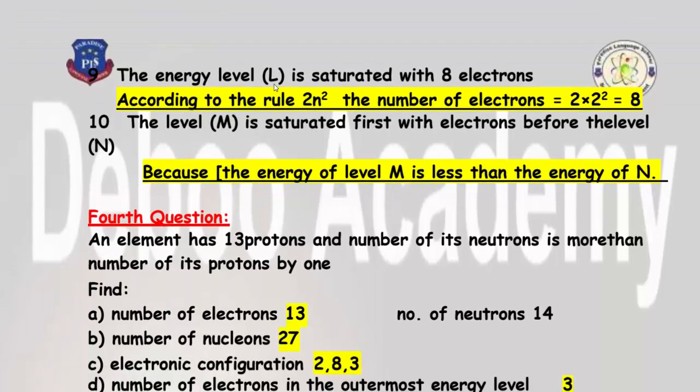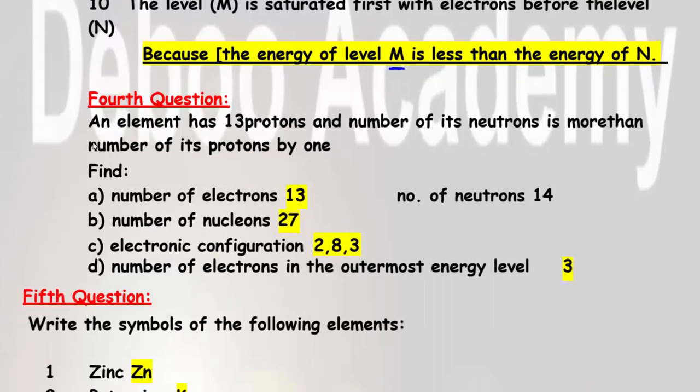Going to 9, the energy level L is saturated by 8 electrons. We said that according to the law 2n squared, 2 multiplied by 2 squared equals 2 multiplied by 4, which equals 8. So it's saturated by 8. The level M is filled with electrons first before N because M has less energy than N.